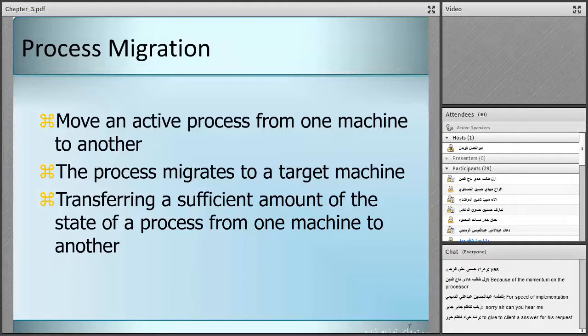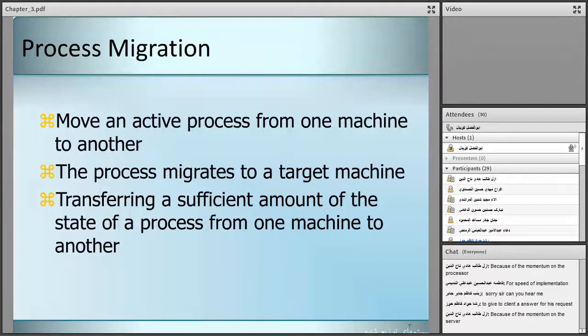I said to you that process migration is very important in distributed systems. Now I want to know why is it important? Why is migration important?